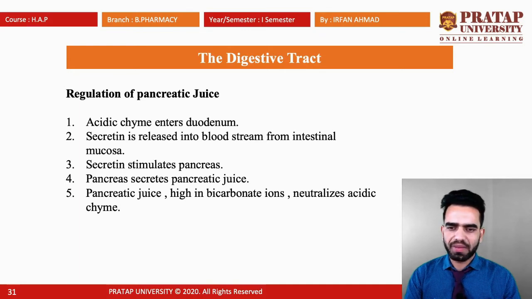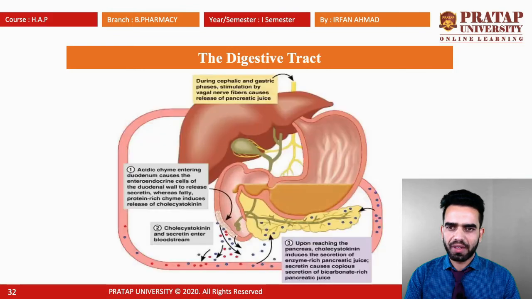Secretin stimulates the pancreas, and the pancreas creates pancreatic juice high in bicarbonate ions to neutralize the acidic chyme. This is the flow diagram which shows that when acidic chyme enters the duodenum, it causes enteroendocrine cells of the duodenal walls to release secretin. Okay, this secretin.